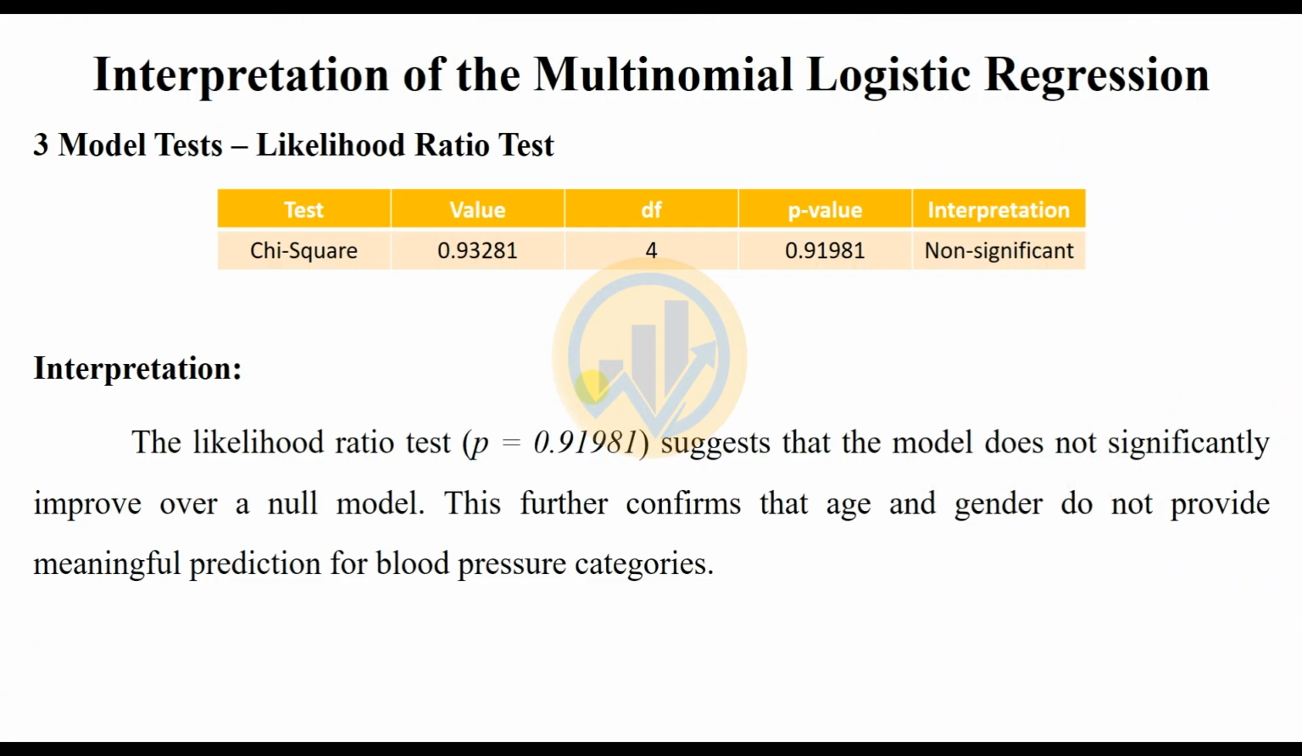The third table is the model test, the likelihood ratio test. The chi-square value is 0.93, and the p-value and interpretation for the table are non-significant. The likelihood ratio test p is equal to 0.91, suggesting that the model does not significantly improve over the null model. This further confirms that age and gender do not provide meaningful predictions for blood pressure category.